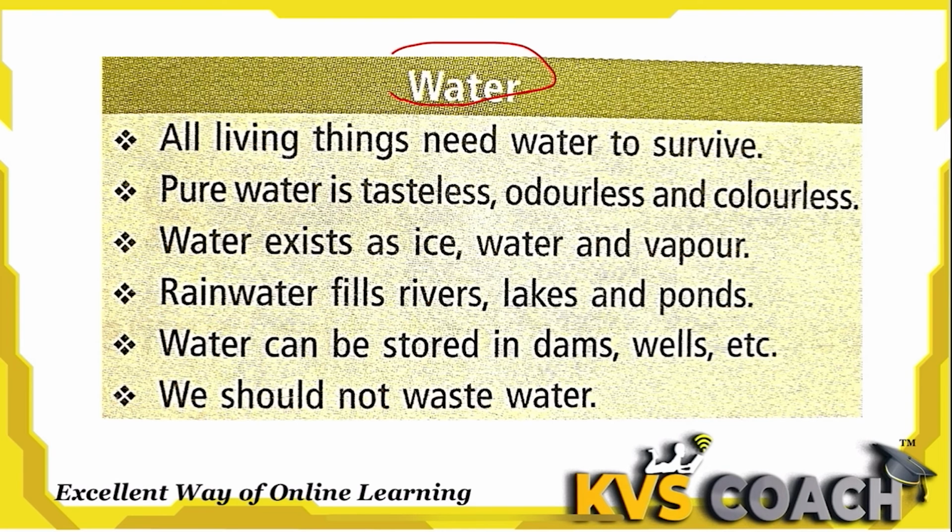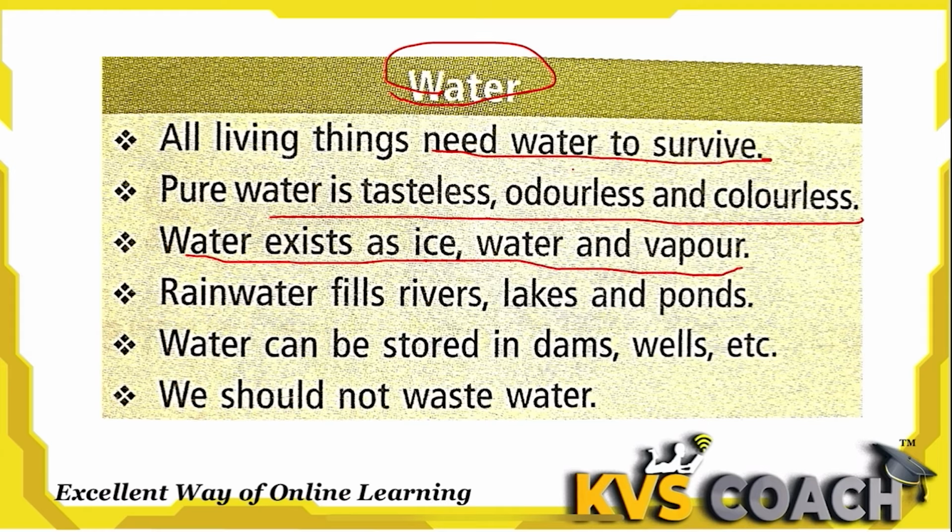Next is water. What is water? All living things need water to survive. You know that we need water to survive because water is a very necessary thing. Pure water is tasteless, odorless and colorless, which we drink. Water exists as ice, water and vapor in nature. We have ice, ice caps or ice mountains. We have vapors also in the form of clouds.